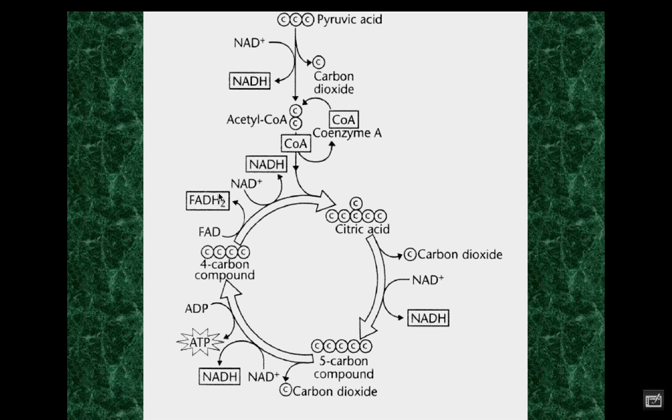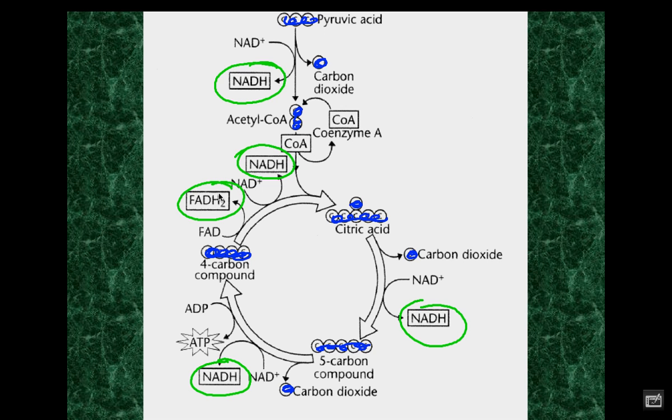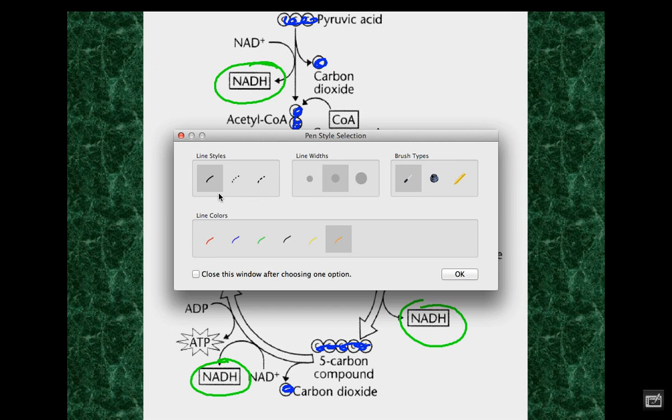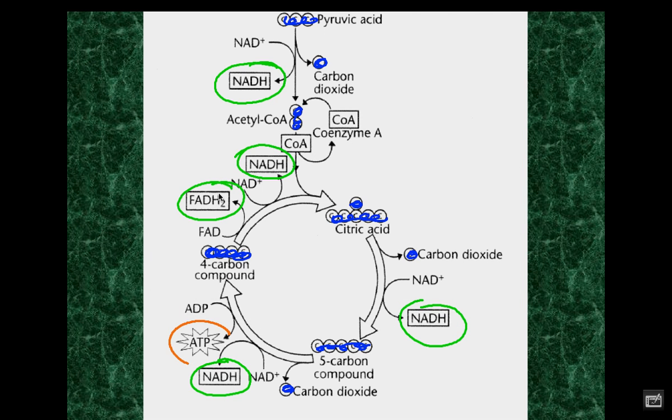So it wants you to color all of the carbon atoms blue. Okay, so we've got blue here, we've got blue here, there's also blue there, blue, blue, blue, another blue with carbon dioxide kicking off again, and blue. Okay, it says circle the electron carriers in green. So the electron carriers here are NADH and our FADH2, another NADH, and another NADH. And it says circle the ATP in orange. Okay, so ATP is produced right there.